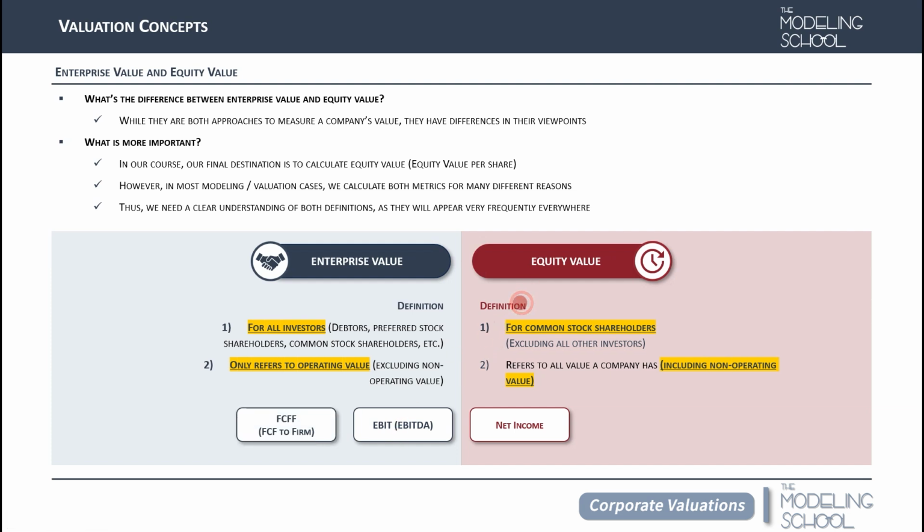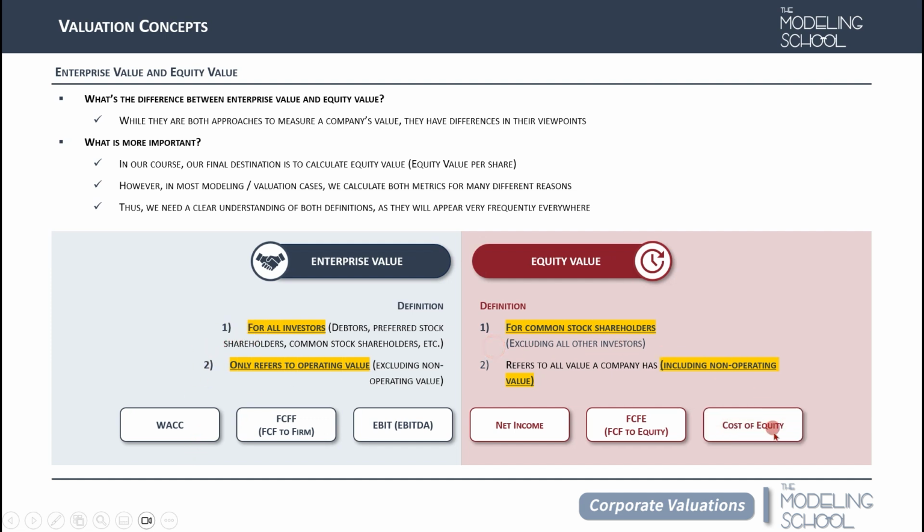In addition, we have more concepts that are related to the entire set of investors. In DCF, we have the terminology called free cash flow to the firm, which is free cash flow from all investors' point of view. On this side, we have free cash flow to equity, which represents free cash flow from the shareholders' point of view. Again, we have weighted average cost of capital, which is the average cost of capital from all investors' point of view. On this side, we have cost of equity, which is the cost for the shareholders.